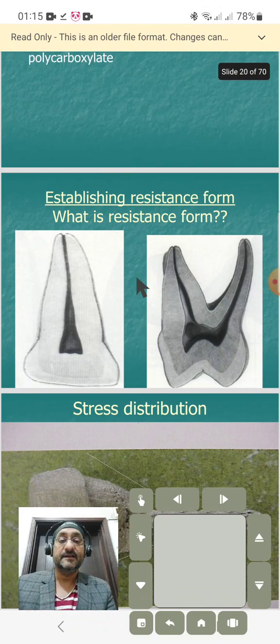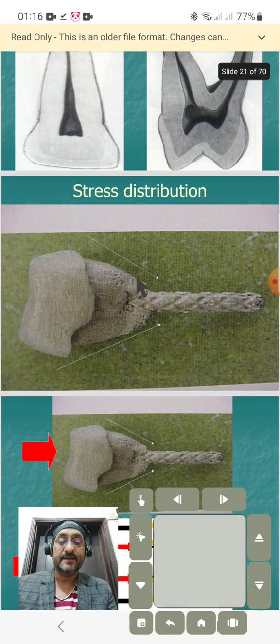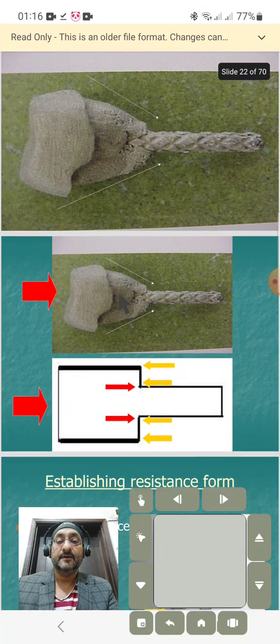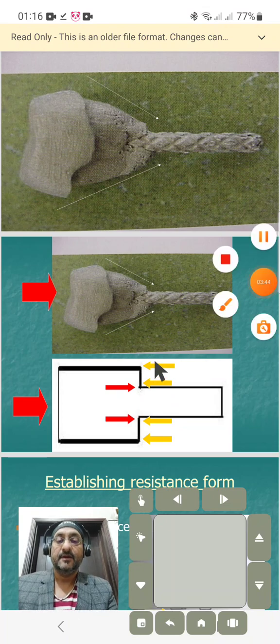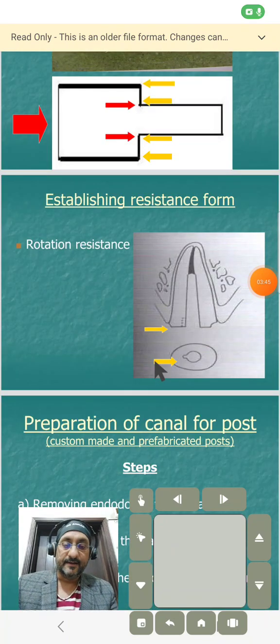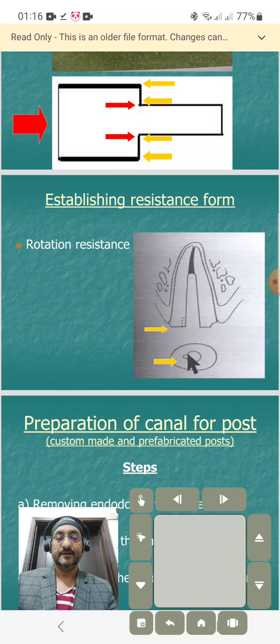Then we have the resistance form. Resistance form should be in such a way that it should be like this, so the transmission of the forces will be proper. If it is with sharp angles, then the direction will not be good. Again, for establishment of resistance form, you are supposed to give a small groove, which helps in establishing the resistance form of the post.